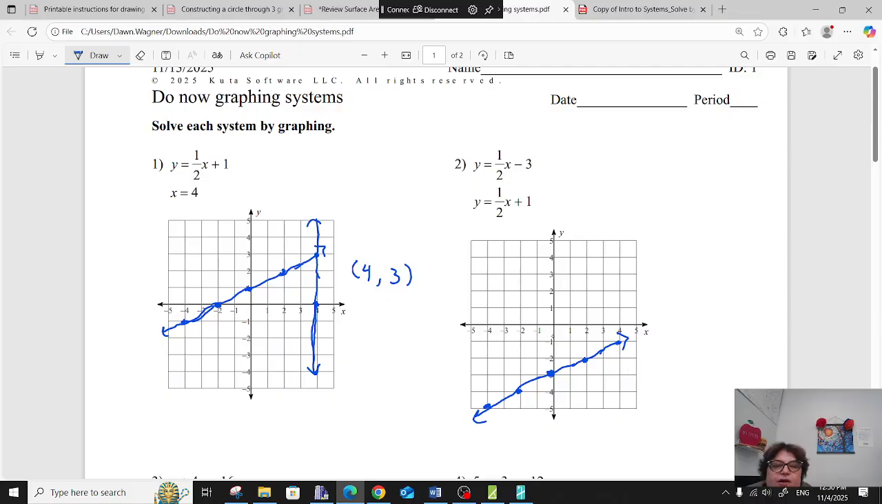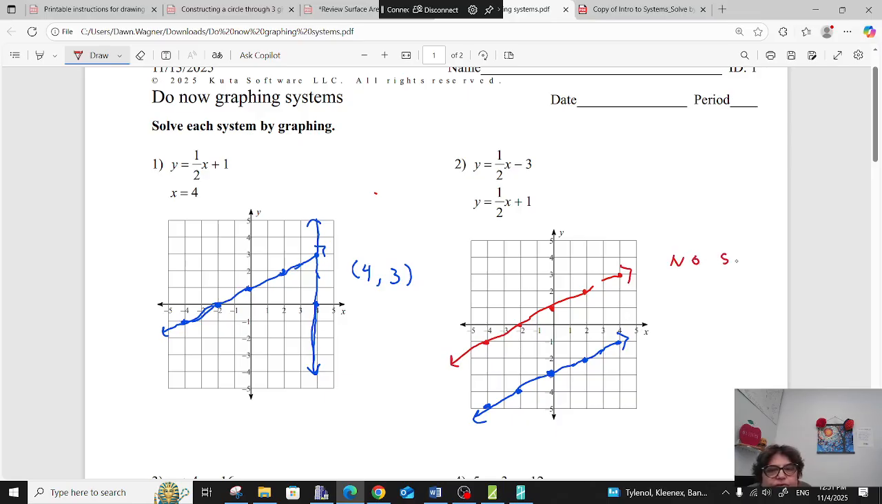Okay, so I'm going to just change the color for the other one. So this one, over two. And what about here? Very good. Okay, and then what do we notice about these two lines? Will they ever intersect? No. So what do we call this?